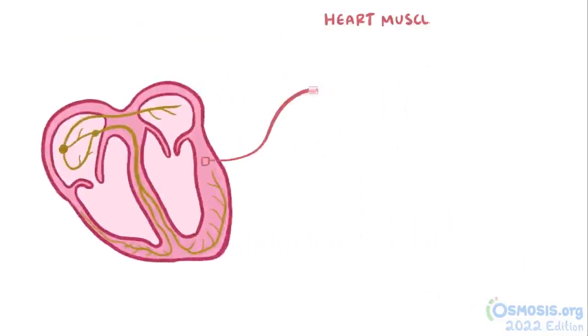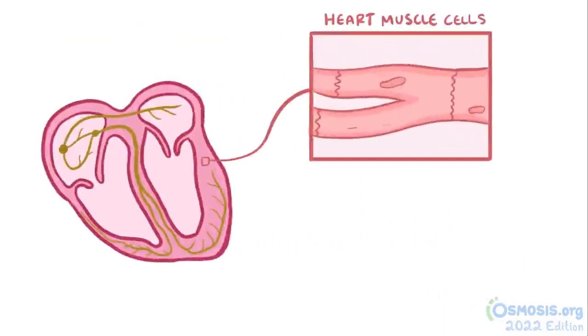Now, the heart muscle cells are often described as having a functional syncytium, because even though each cell has its own membrane, the cells also have tiny connections or openings between them. That means that during a depolarization wave, ions can flow right from one cell to the next.